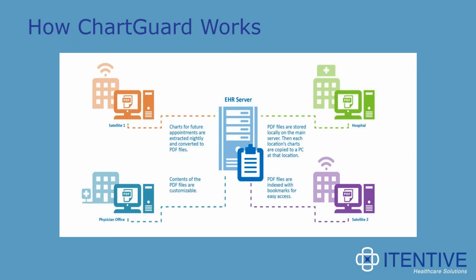So we're going to go into your database. We're going to look at the appointment schedule for the next several days. We're going to look at where those appointments are going to be located, and we're going to look at the people that are coming. And from that, we're going to determine which charts we're going to create. Okay, so we're just creating a subset that's needed for that window.